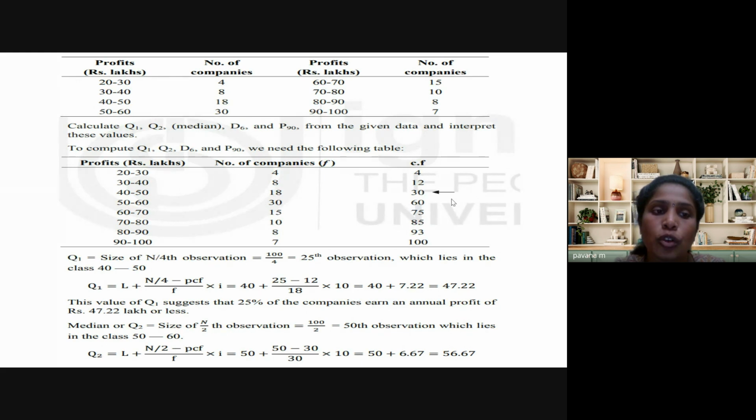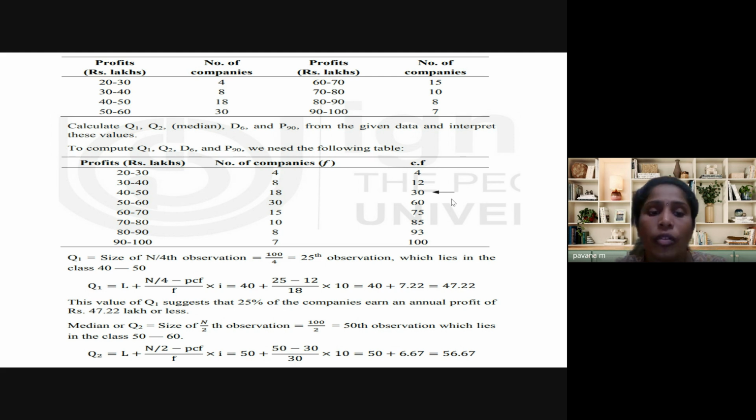So in lakhs, 20 to 30 lakhs, the number of companies that earned between 20 and 30 lakhs is 4 companies, and 30 to 40 lakhs profit was earned by 8 companies, 40 to 50 lakhs earned by 18 companies. Like that they have given up to 90 to 100 lakhs, where the number of companies is 7. So calculate Q1, Q2, D6 and P90 from the given data.